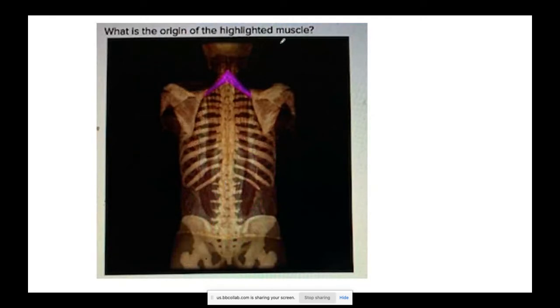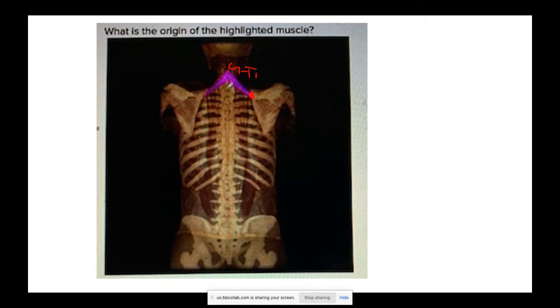Okay, what is the origin of the highlighted muscle? All right, so this is a muscle that's going from the spine to the vertebral border of the scapula. Well, this muscle happens to be the rhomboid minor. So what is the origin? Origin is C7 and the T1 spinous process. The insertion is the vertebral border of the scapula.